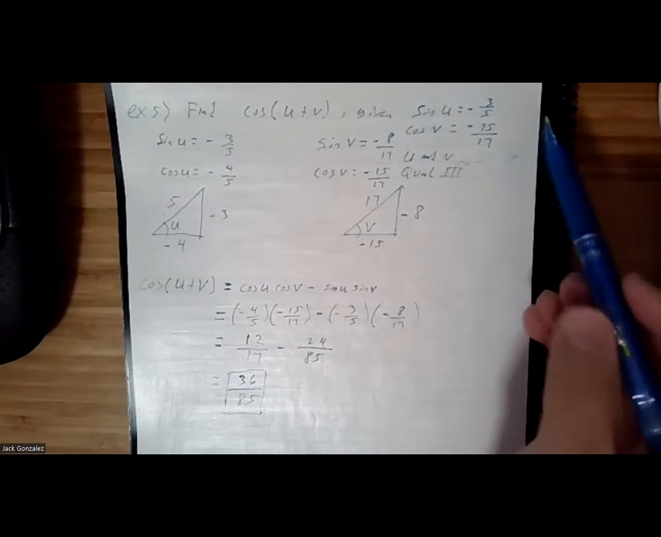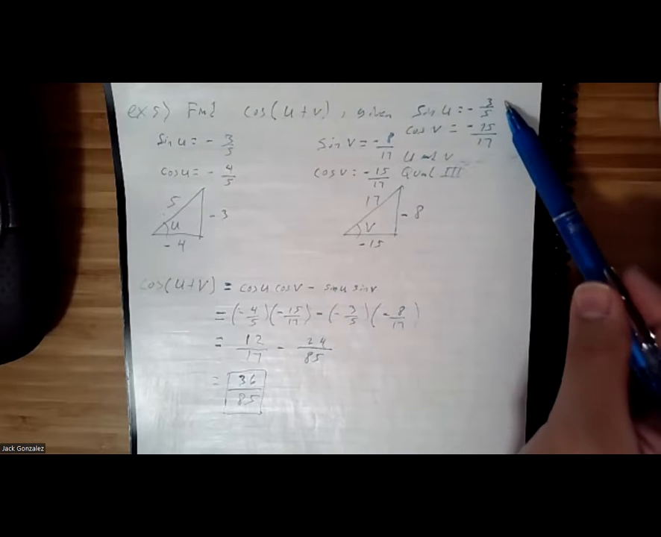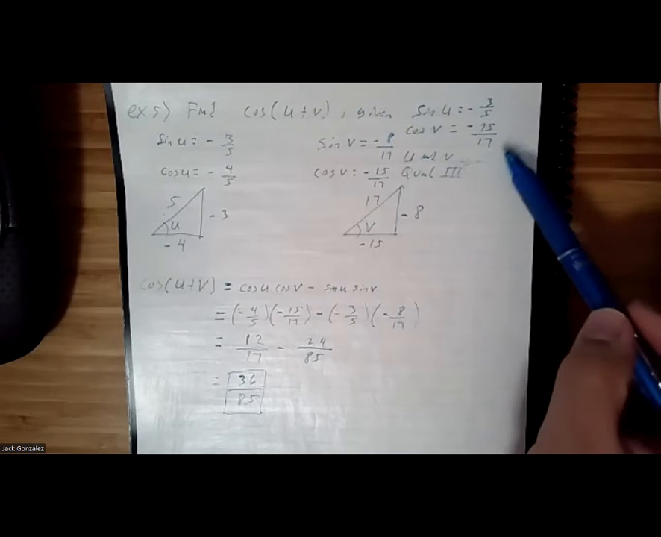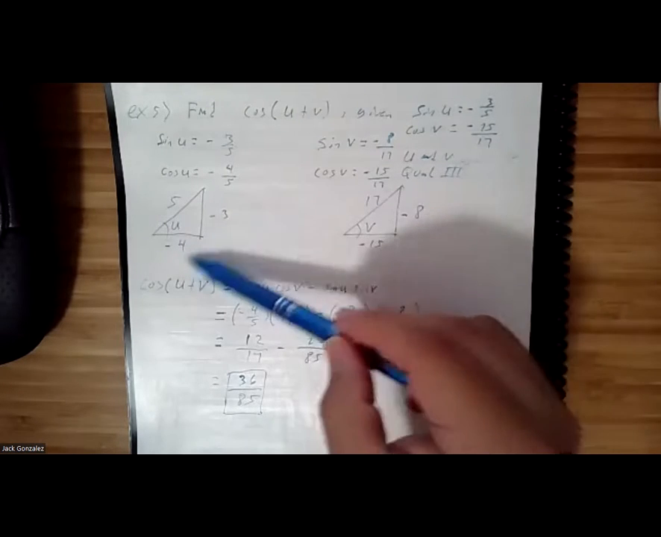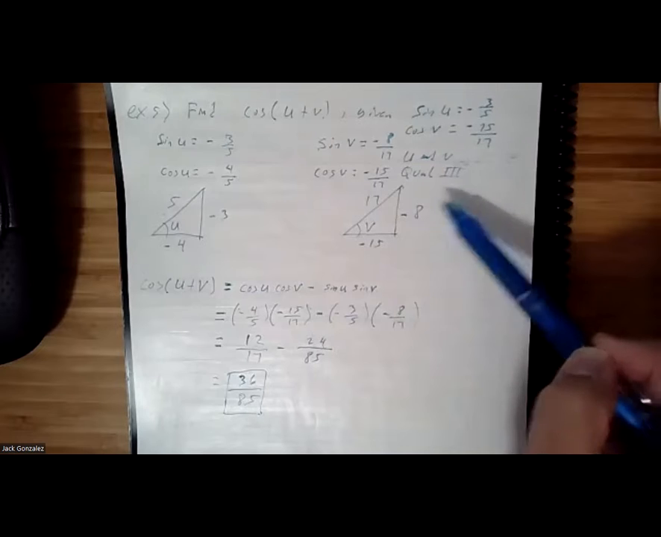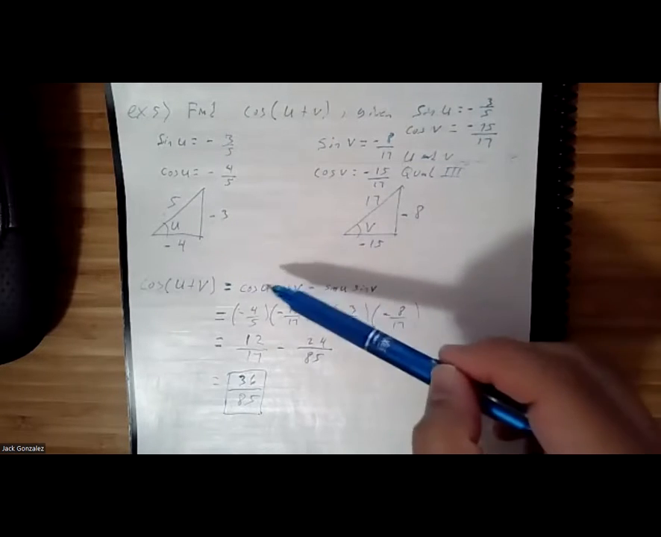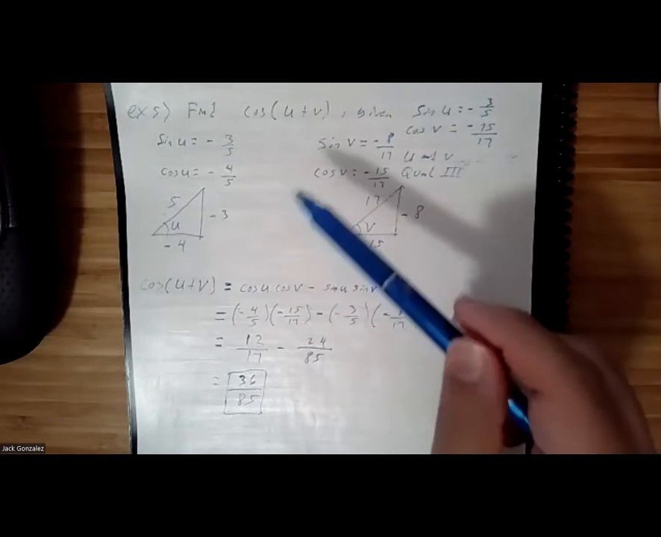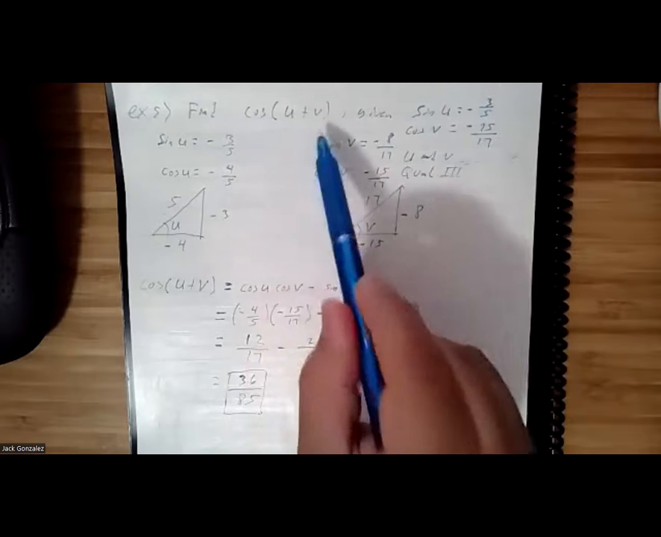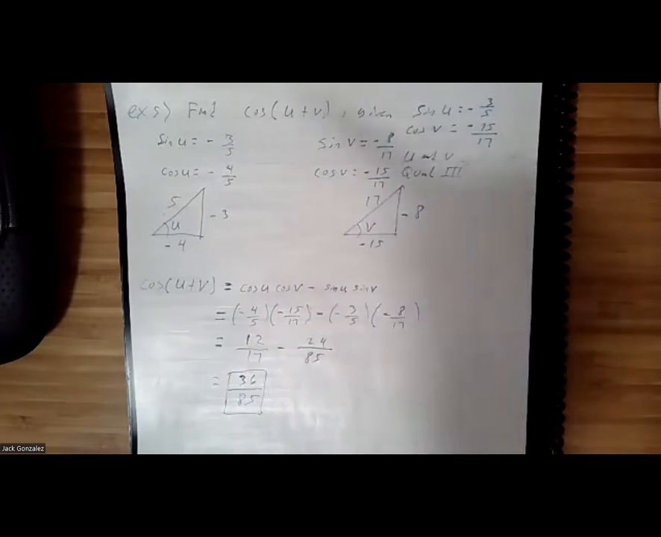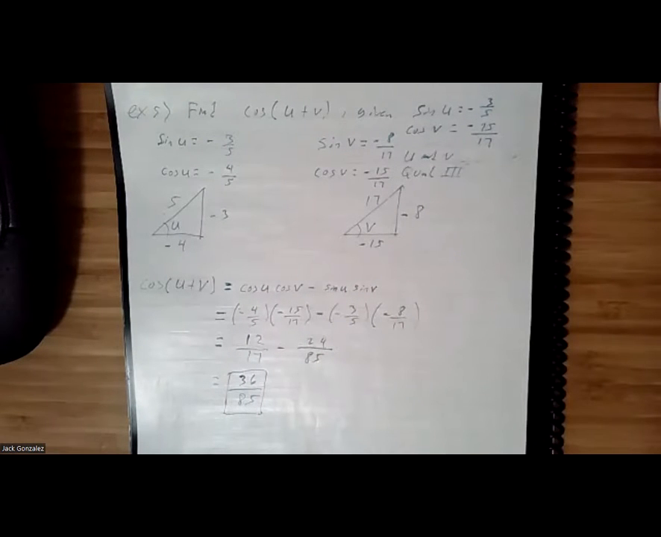So as soon as you see the given information, you start to build your triangles. The signs will be dictated by the quadrant. Once the triangles are formed, you can fill in the blanks for your formula for this. Okay.